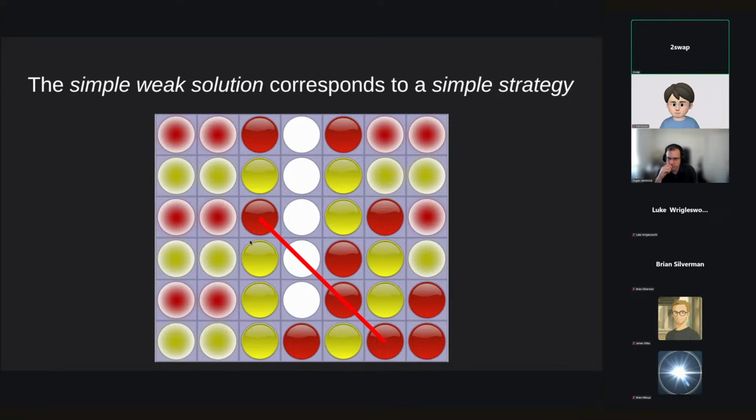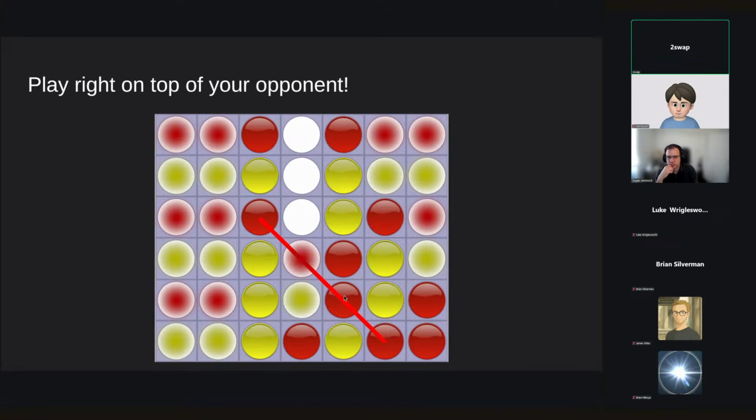And you'll see here that nowhere that yellow ever plays is there ever a line of 4. This is also the case for red, but we don't care. We're going to make our Connect 4 on the center column anyway. So then the game ends and we win. So that's all that we do. We play right on top of our opponent.